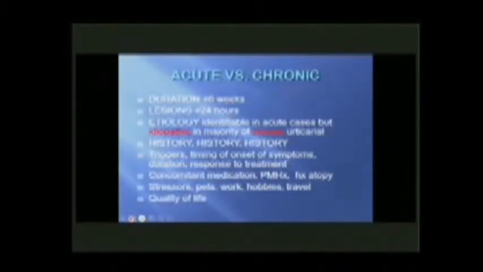So this is just a summary, acute versus chronic. The duration is key. Lesions that last for longer than 6 weeks come under a different category and may require a different set of laboratory testing. Usually acute lesions last for less than 24 hours but may recur. In the majority of cases, acute cases have an underlying reason that you could identify, you could test in the lab, and usually help the patient clarify the reason. But the vast majority of cases of chronic urticaria are idiopathic, and that's why I like to emphasize this in this part of the talk.